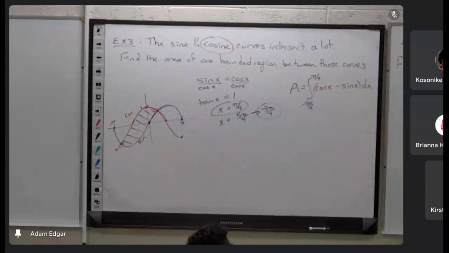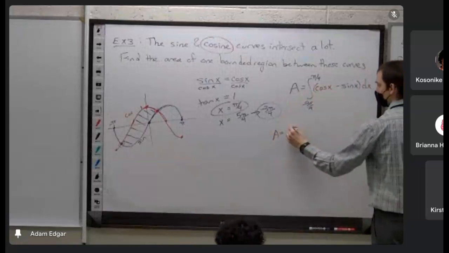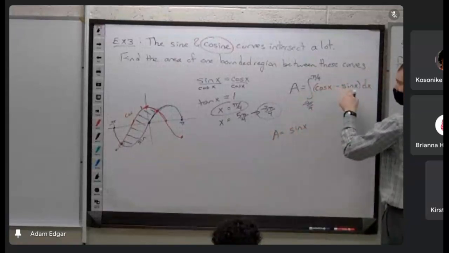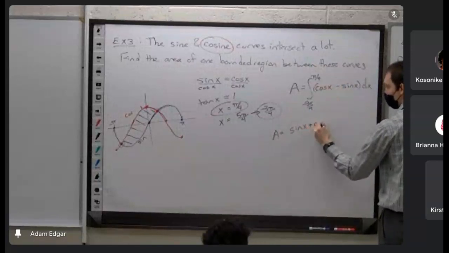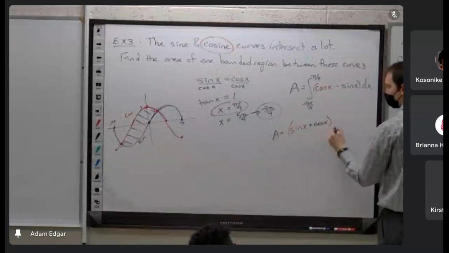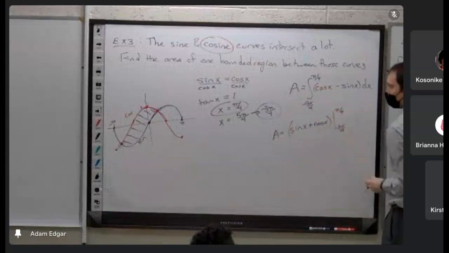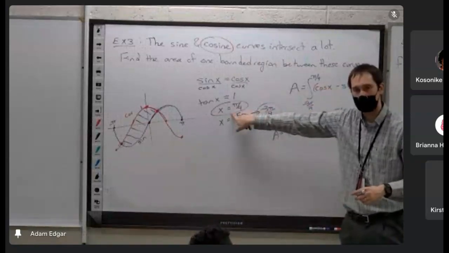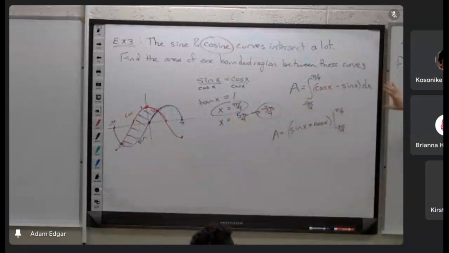And now you can integrate. So when you go to integrate this, what is the integral of cosine? Sine. What's the integral of sine? Negative cosine. So this will become plus cosine. And we're doing this from negative 3 pi over 4 up to pi over 4. Any questions with coming up with the intersection points or intersection x values? Or the integral? I don't think so far.